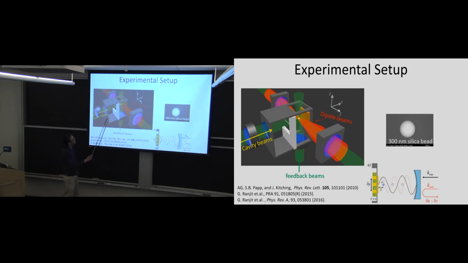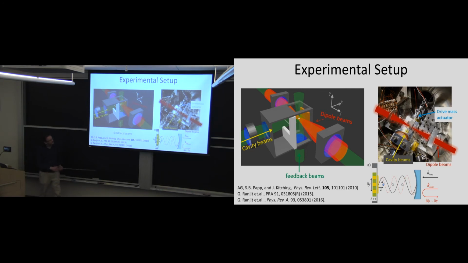So we have this optical cavity here along this axis. I have my mirror here, and the driving mass device is behind this mirror. We have another set of lasers that we call the dipole beams. We use those to initially collect our particle. And then we have an additional set of lasers that we can use to do laser cooling in 3 dimensions on the particle, and I'll explain how that works in a moment. So here's a picture of our test mass. This is a 300 nanometer diameter piece of silica glass that we trap in this potential.